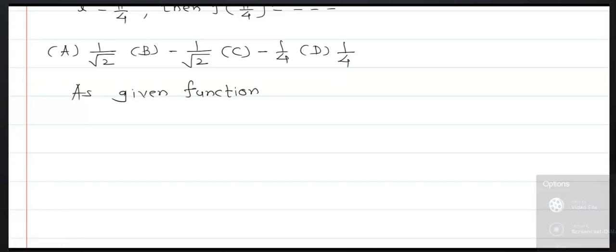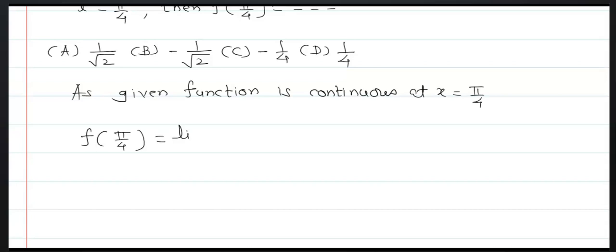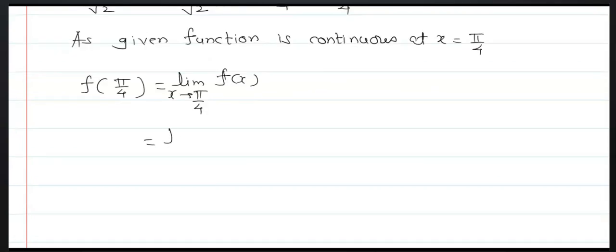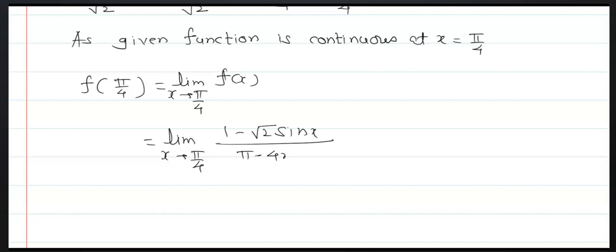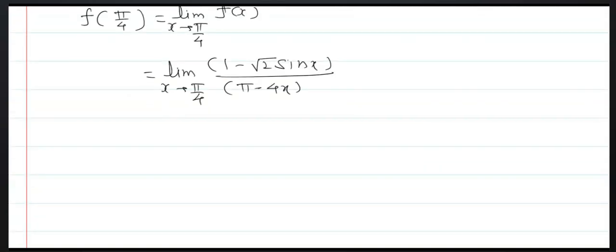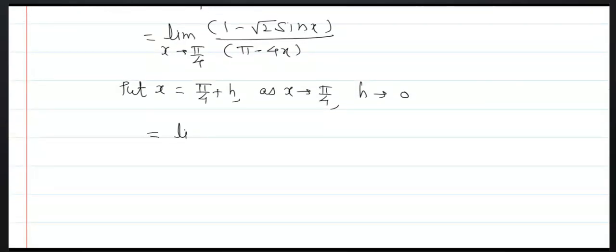As the given function is continuous at x equals pi by 4, f of pi by 4 is equal to limit x tends to pi by 4 of f of x, which is limit x tends to pi by 4, 1 minus root 2 sin x upon pi minus 4x. Put x equals pi by 4 plus h; as x tends to pi by 4, h tends to 0.